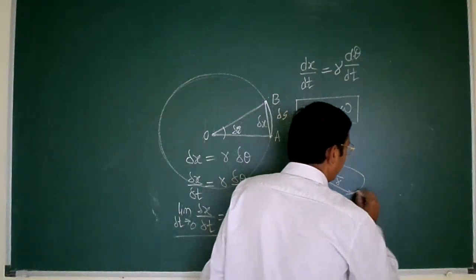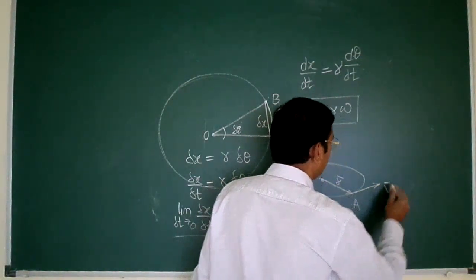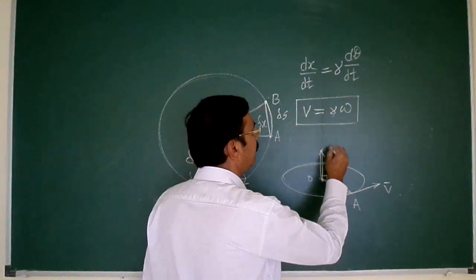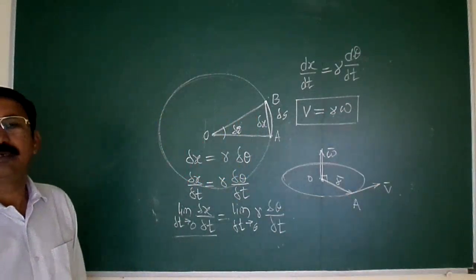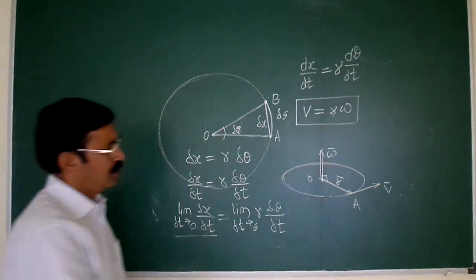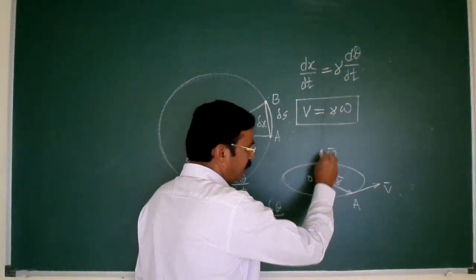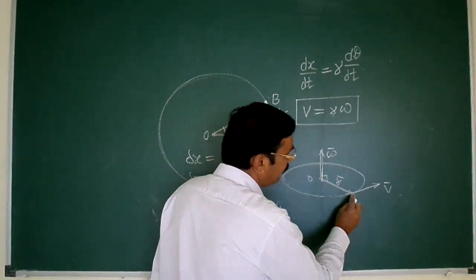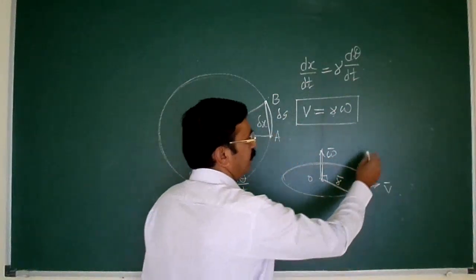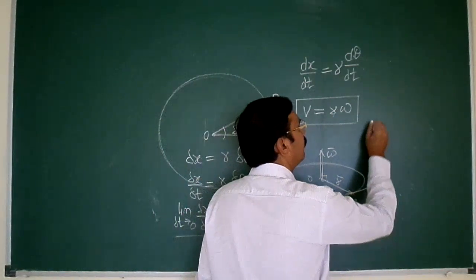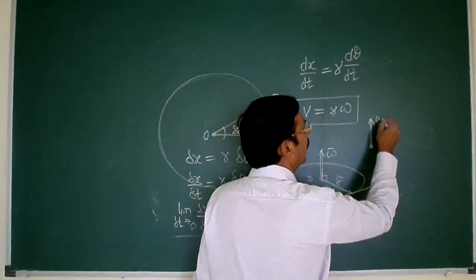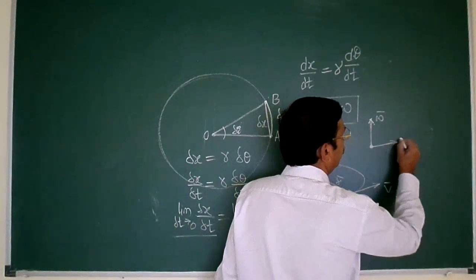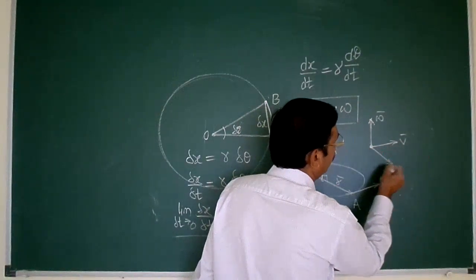Linear velocity v is tangential and angular velocity is perpendicular to the plane in which the particle is performing circular motion. So if we plot this omega bar at point A, and if we extend this r vector in the forward direction, we are able to give the vector diagram as omega bar. This will be V bar and this is R.